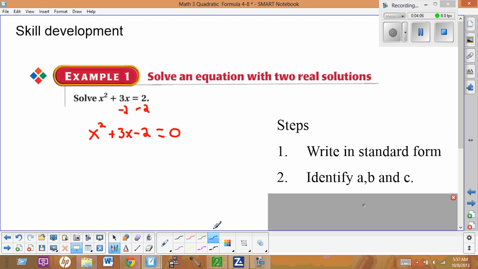So our a is the coefficient in front of the x squared. In this case, our a is up here, and it's going to be 1. Our b is the coefficient of the linear term. It will be 3. And our c is our constant. In this case, don't forget the sign. It's negative 2. So I'm going to go ahead and circle it so we don't forget the sign. So we have the 1, the 3, the negative 2.